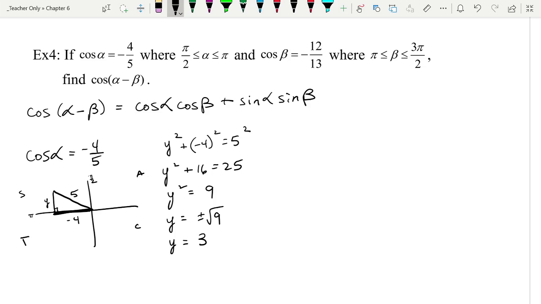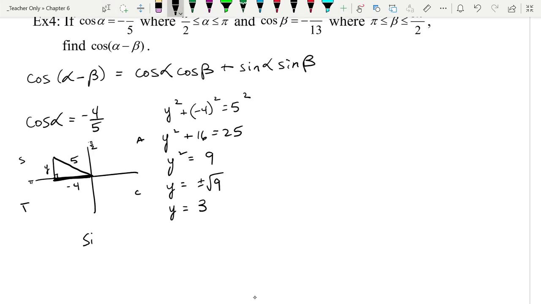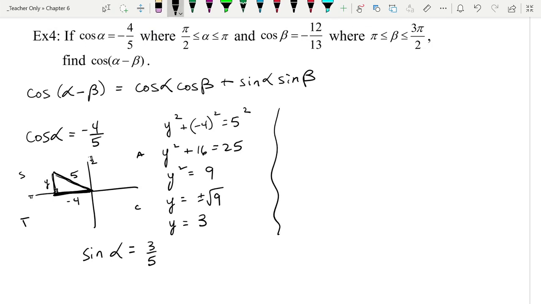And that means that my sine of alpha is opposite over hypotenuse, 3/5. So there we go. Okay, your turn. What's the other thing they tell me? They tell me that the cosine of beta is equal to negative 12/13. Can you please figure out the same way I just figured out the sine of alpha, what the sine of beta should be? Little grade 11 review for you. Go.